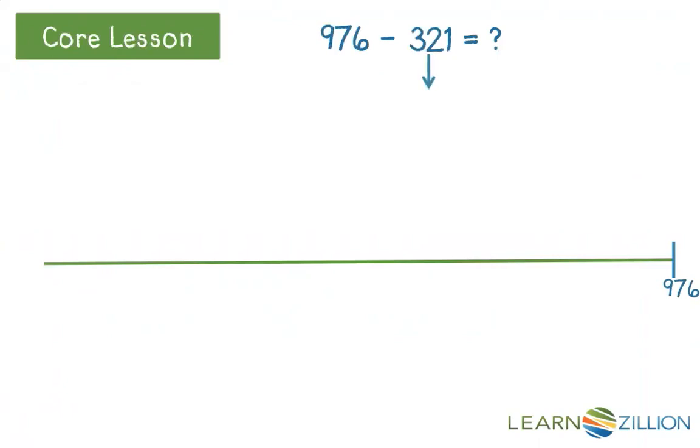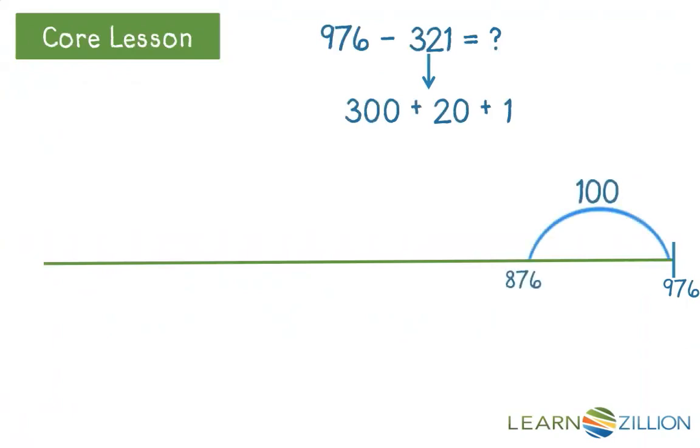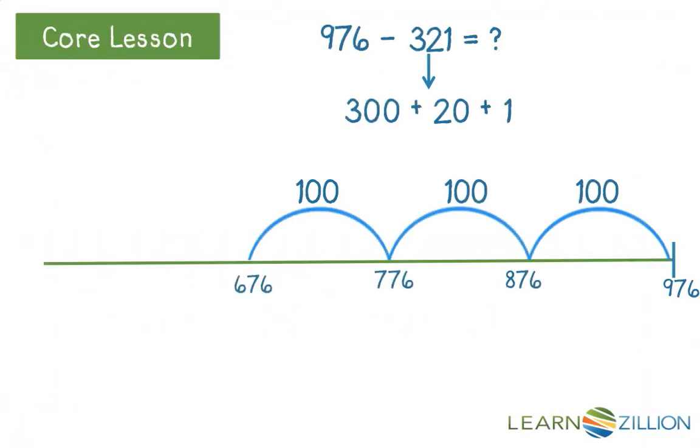Now I'm going to expand my smaller number, so in this case 321, to 300 plus 20 plus 1. This tells me how many hundreds jumps, how many tens jumps, and how many ones jumps I'm going to make. So I see that I have 300, so I'm going to make 3 hundreds jumps backwards. So 976 minus 100 is 876, minus another 100 is 776, minus another 100 is 676.